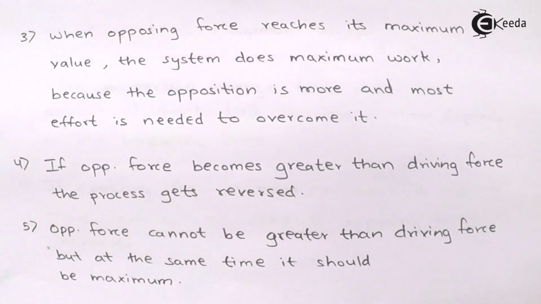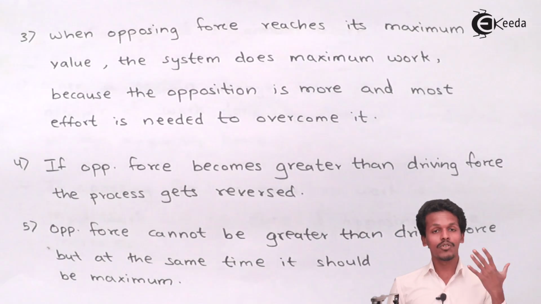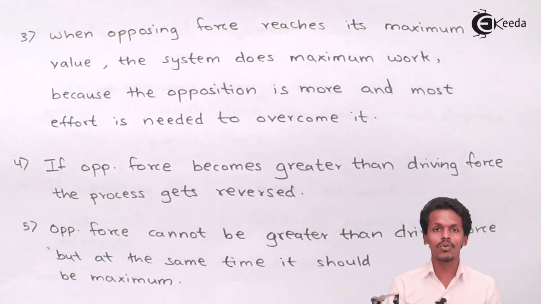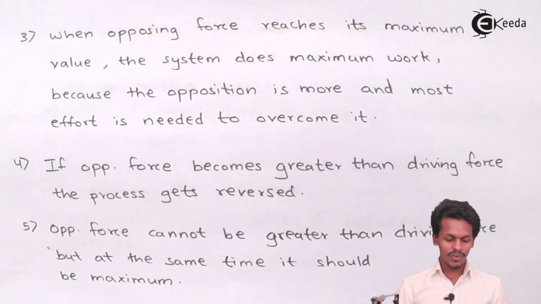So this clearly says that the opposing force cannot be greater, because the gas is the one which wants to expand. The driving force should always be a bit greater than the opposing force, and if the opposing force is more, then the work would not be done to a maximum limit. But it should always be maximum, meaning the opposing force should not be more, but it should be large enough that maximum work could be obtained. Now moving towards the next one.